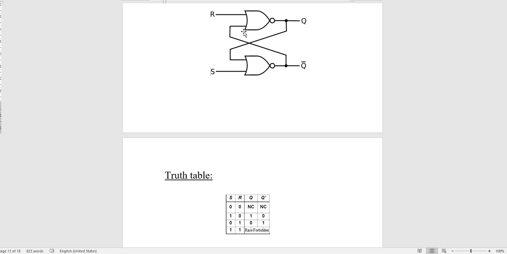Okay, so this is the set condition. Now the next condition is the opposite, that is 0 and 1. In this, what will happen is your upper NOR gate will be disabled, so Q will be 0 and your lower gate will be set, and so your Q bar will be 1.